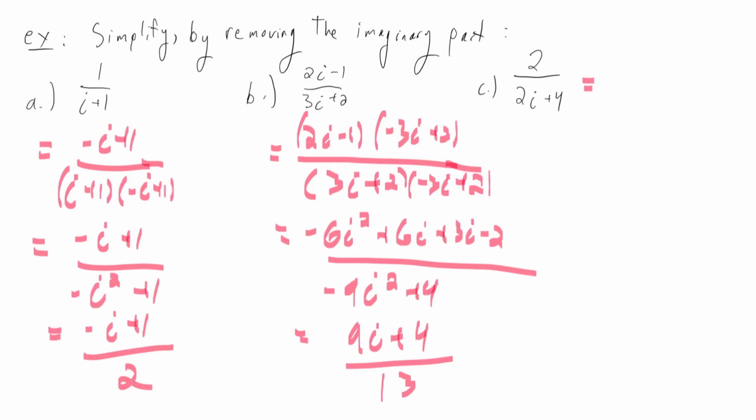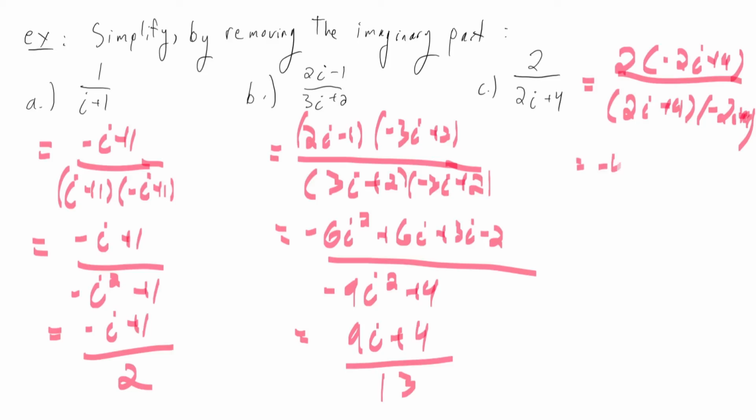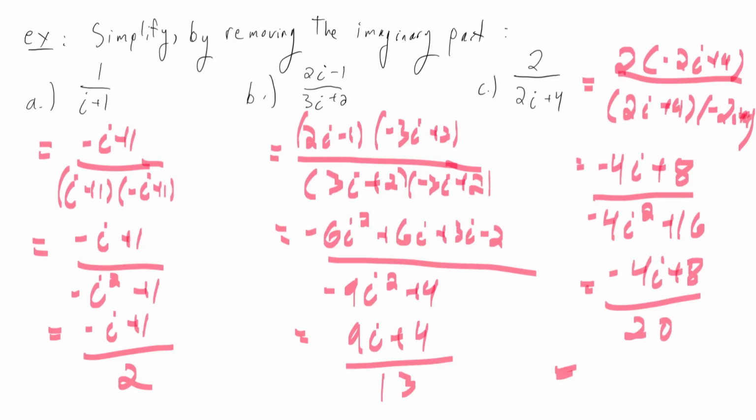The last example is somewhat simpler. So I get minus 4i plus 8 on top, and downstairs I get minus 4i squared plus 16. So minus 4i plus 8 divided by 20. And if you like, you can simplify this to minus i plus 2 over 5 by dividing out the 4's.